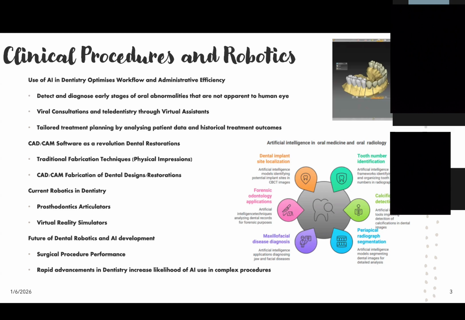Currently, robotics is already being used in dentistry. For example, orthodontic articulators help simulate jaw movement, allowing restorations to be designed with greater accuracy. Virtual reality simulators are also used in dental training, giving students and professionals the opportunity to practice procedures in a safe and controlled environment. Looking to the future, dental robotics and AI are expected to continue developing rapidly.